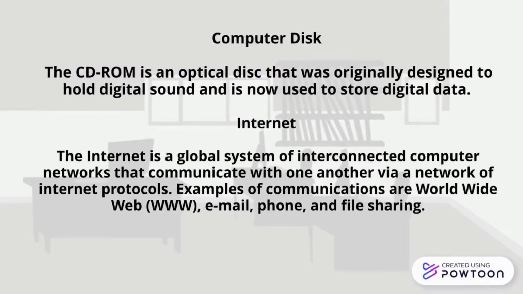Next is computer disk. The CD-ROM is an optical disc that was originally designed to hold digital sound and is now used to store digital data. Lastly is Internet. The Internet is a global system of interconnected computer networks that communicate with one another via a network of Internet protocols. Examples of communications are World Wide Web, or known as WWW, email, phone, and file sharing.